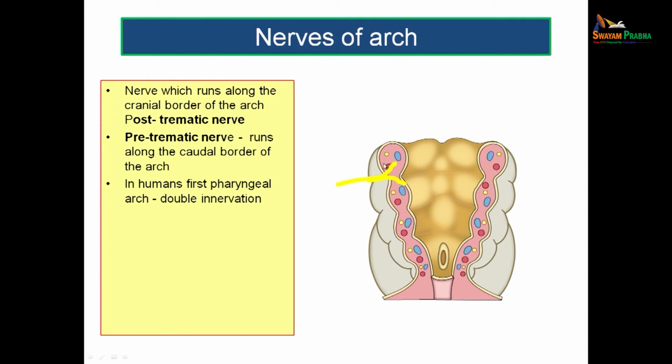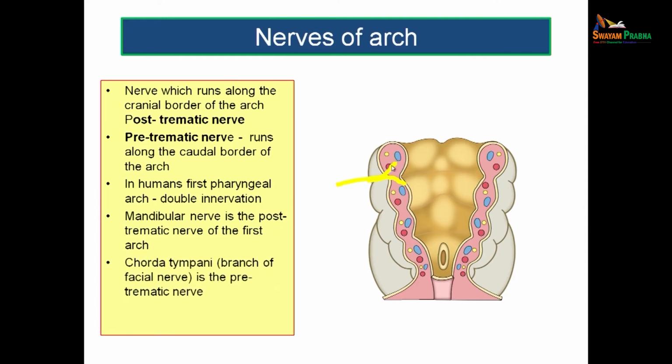So in human beings, only the first arch is having a double innervation. That is, the first arch is having both post-trematic as well as pre-trematic nerves, whereas all the rest of the arches are having only post-trematic nerve. So mandibular nerve is the post-trematic nerve of the first arch. Along with that, you have one more nerve, that is the pre-trematic nerve. So if you take the first arch, the post-trematic nerve is the mandibular nerve, and the pre-trematic nerve is the chorda tympani nerve, which is a branch of facial nerve.